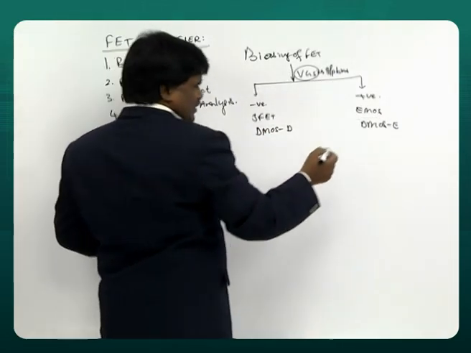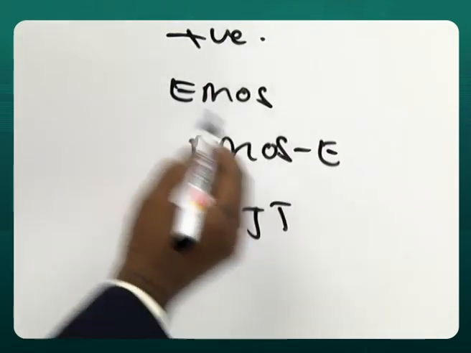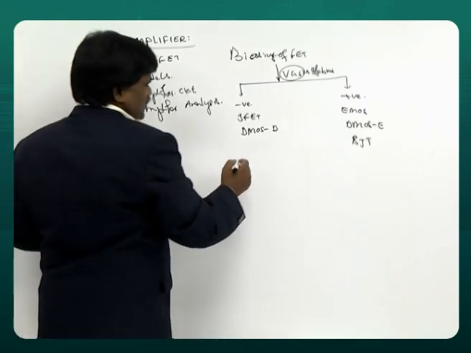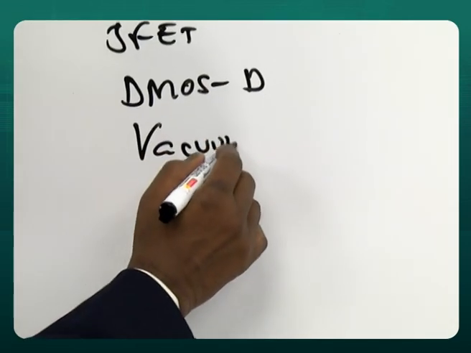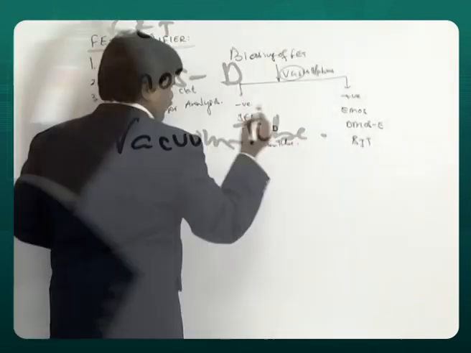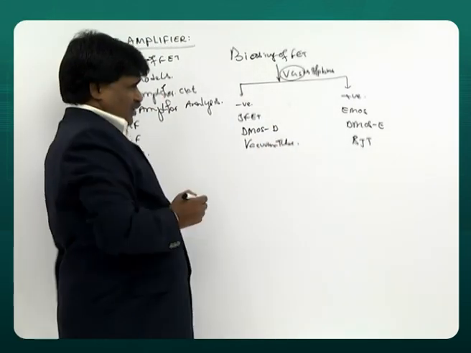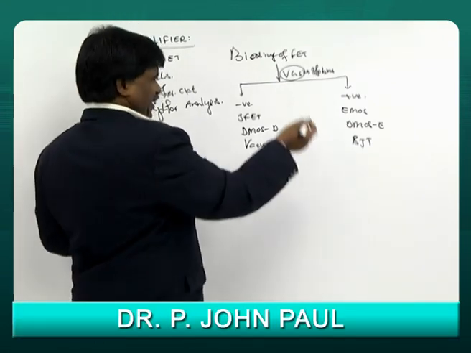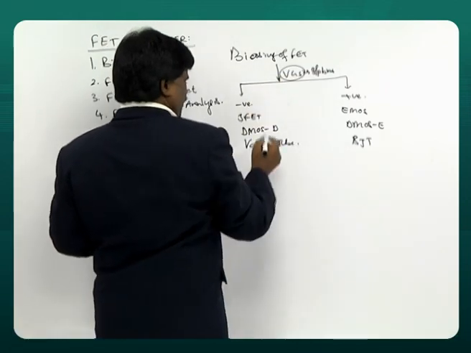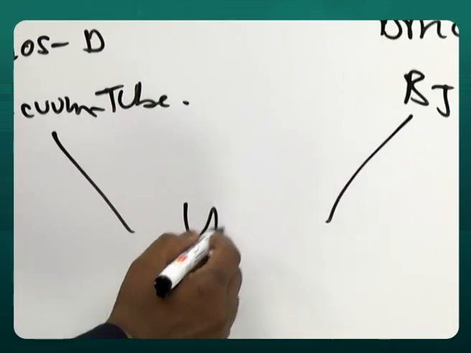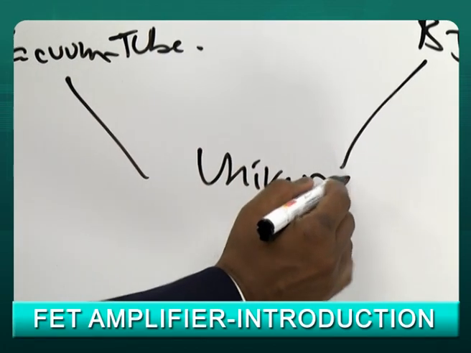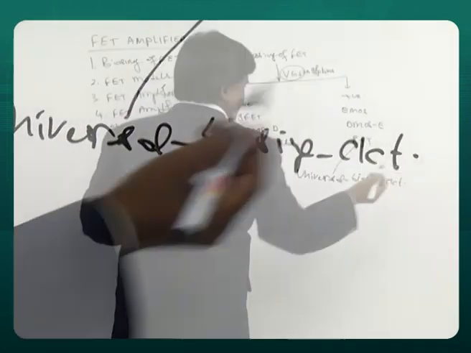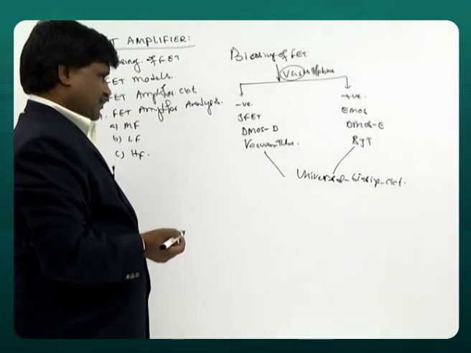For example, this is for BJT. BJT also we need positive. This is vacuum tube. So when you want to study biasing circuit, we want to study all in one. That's why we want to call this circuit as universal biasing circuit.